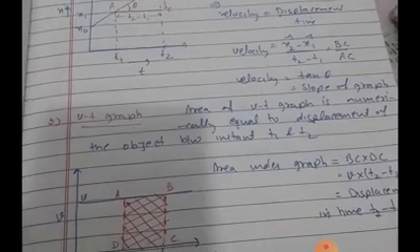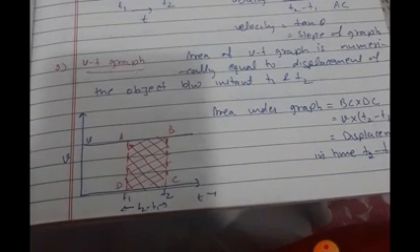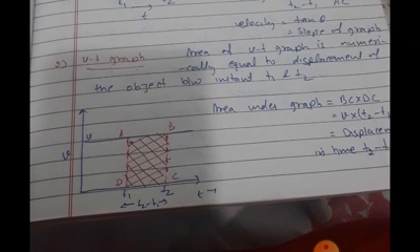Next one is the VT graph. What is the significance of the VT graph? For the VT graph, uniform motion comes parallel to the time axis. So the area of the VT graph is numerically equal to the displacement of the object between instants t1 and t2. Means if we find the area under the graph, for example, the area of the portion A, B, C, D, the area of this rectangle is given by BC into DC.